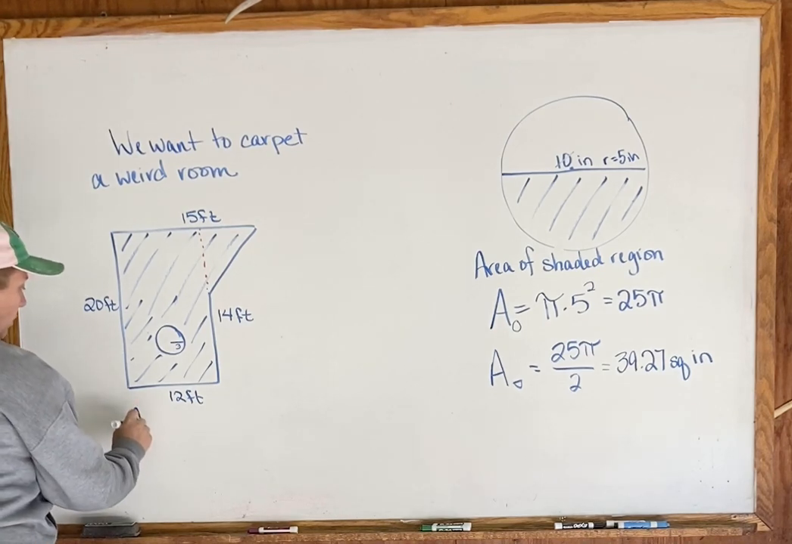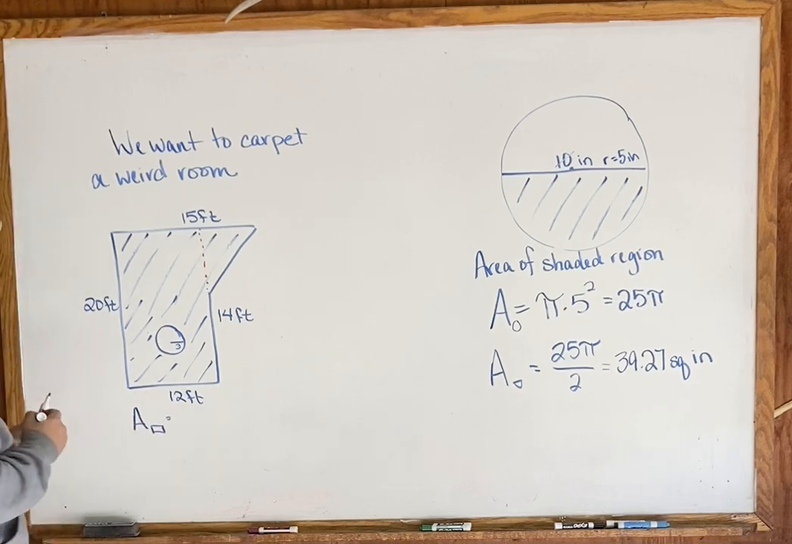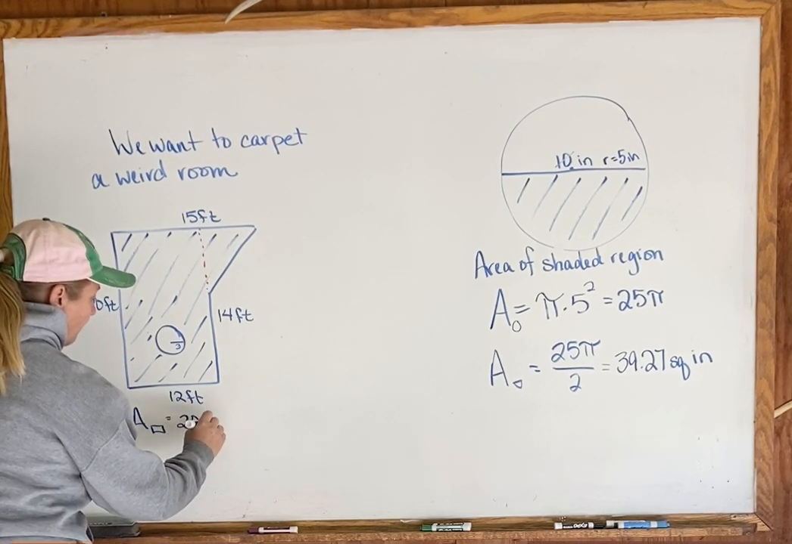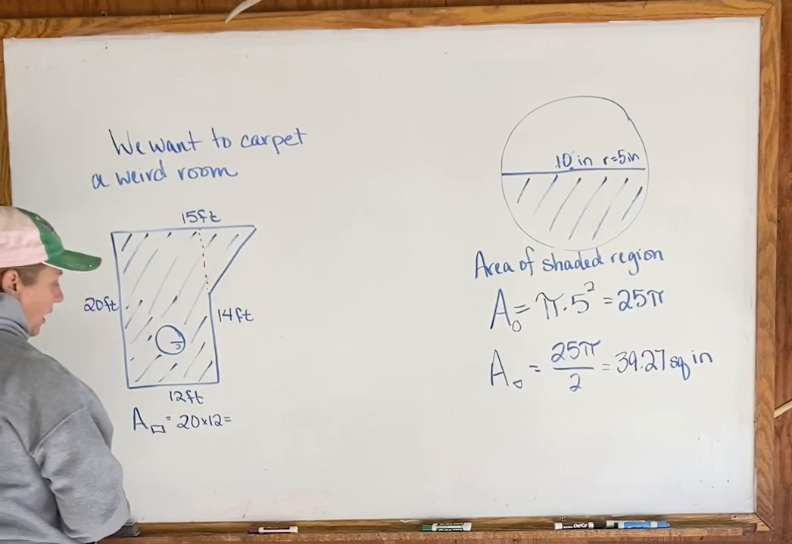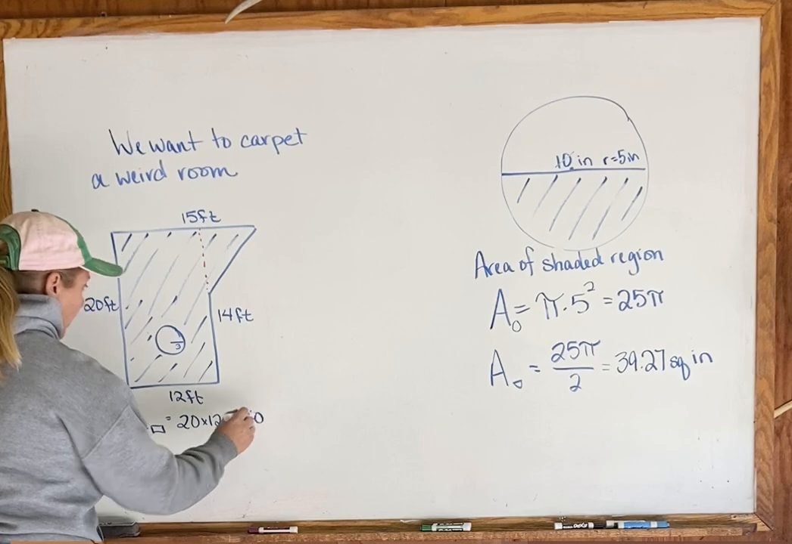So let's say that we want the area of the rectangle, and that's going to be length times width, right? And we have both of those measurements, don't we? So let's go 20 times 12. Okay. So the area of our rectangle is going to be 240.